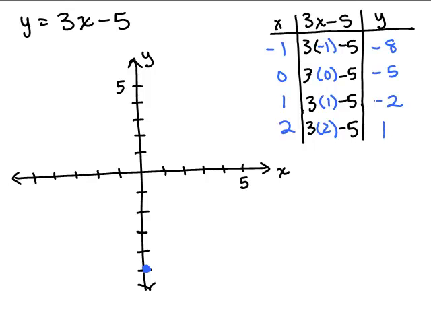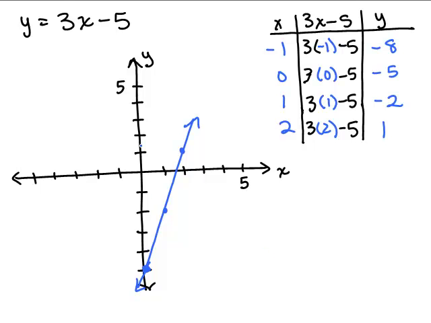And 1, -2, that'll be right here. And 2, 1, that'll be right here. All right, so I've got 3 points and it does look like they're lining up. So the next step would be to carefully draw the line through those 3 points. So you see the line I've drawn. Now let's look at it and decide what the slope is and what the y-intercept is.